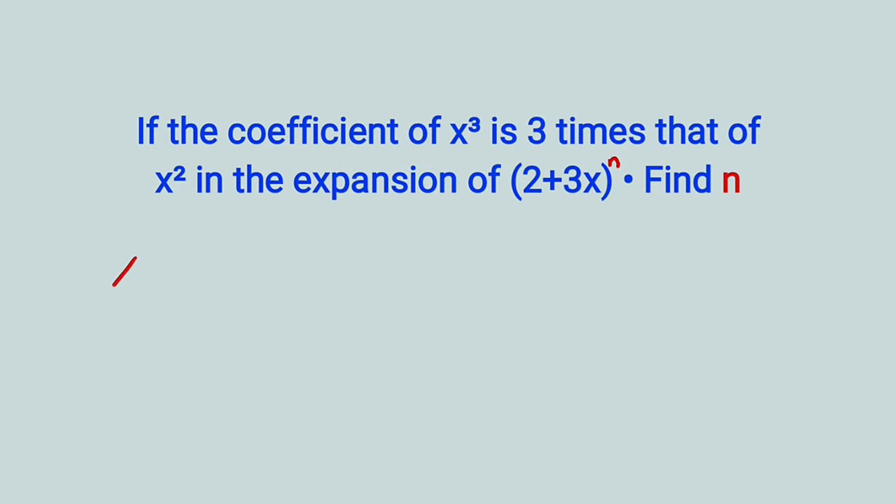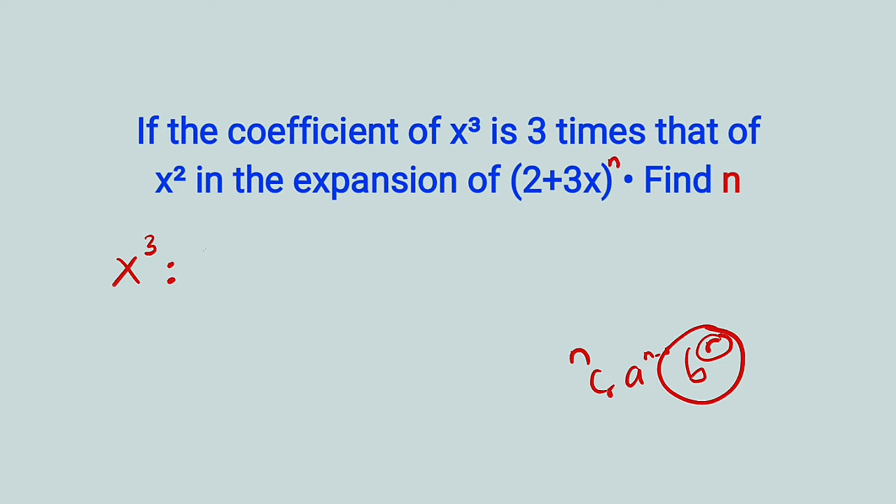So for the coefficient of x to the power of 3, x is our second term, and the power of x is always equivalent to the r. Remember that formula? n combination r, a raised to the power of n minus r, b raised to the power of r. And b is the second term. You can see it has a power of r.